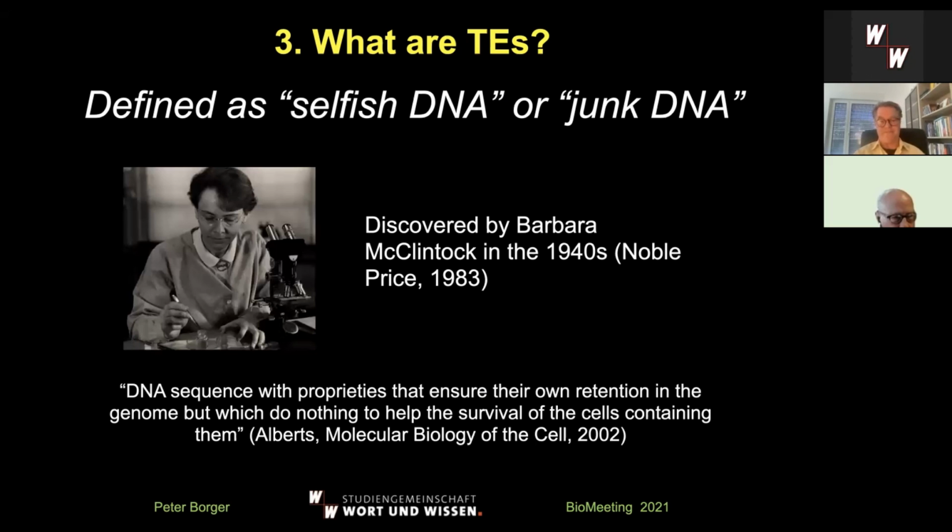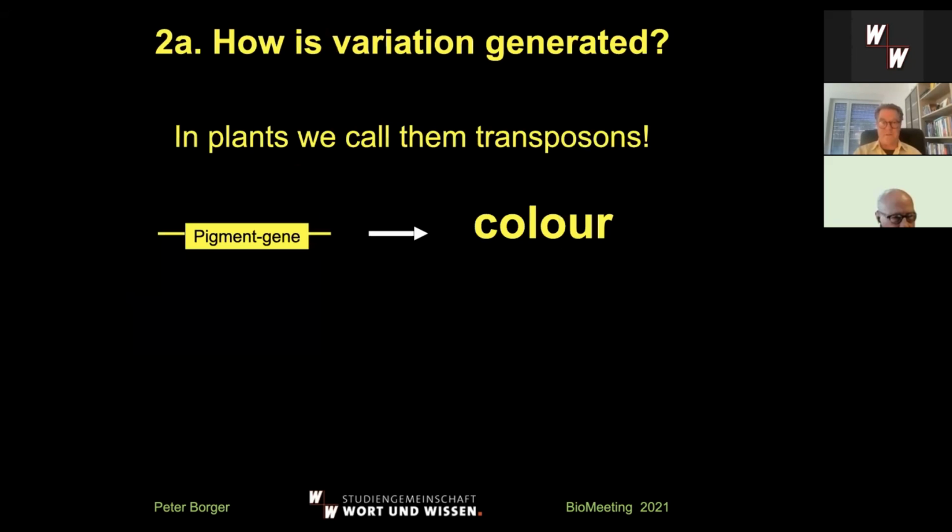Well, as said, they were long regarded as junk DNA, and in my book of Alberts' Molecular Biology of the Cell, it still shows a sentence that they are DNA sequences with properties that ensure their own retention in the genome, but which do nothing to help the survival of the cells containing them. Well, this is now completely outdated. In 20 years, this view has become completely outdated, because these so-called junk DNA are now fulfilling a lot of genomic and genetic functions.